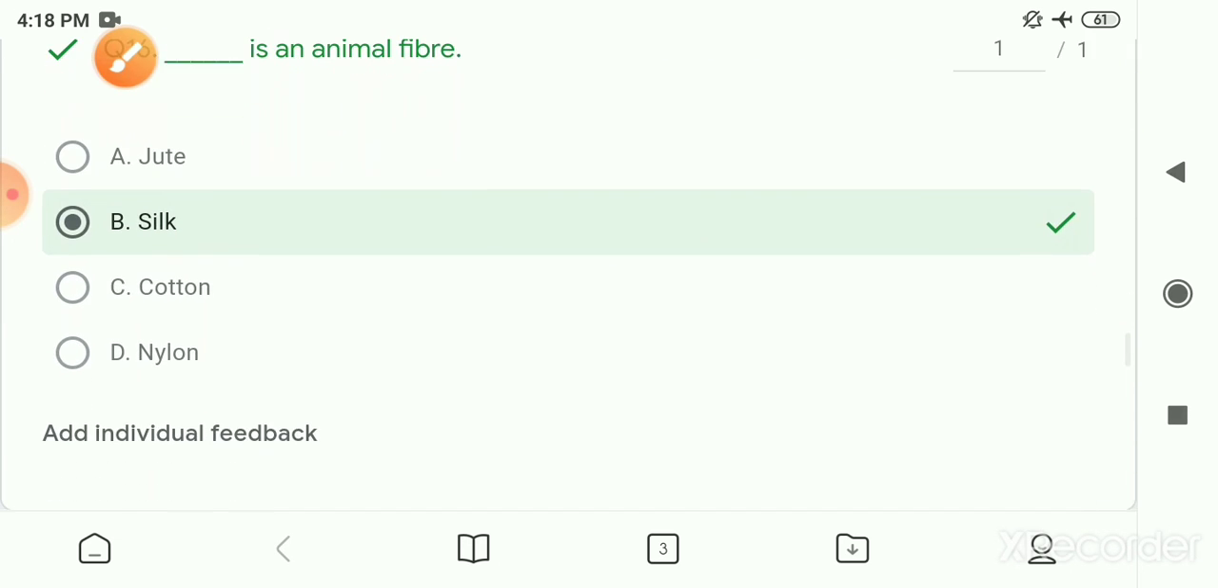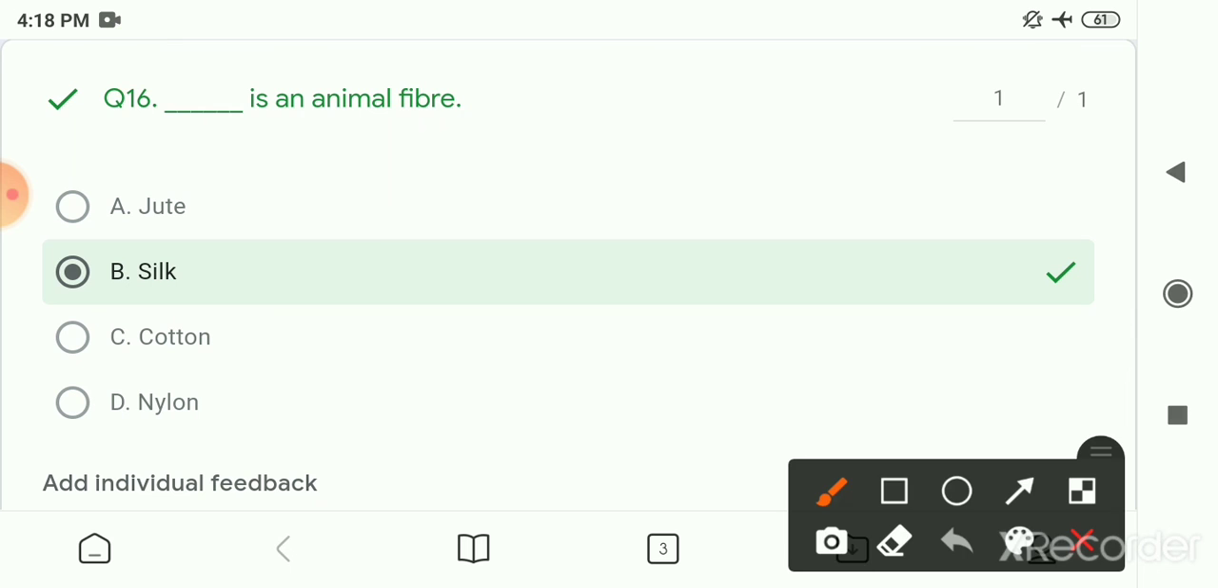Next is 16th number, blank is an animal fiber. The options are jute, silk, cotton or nylon. So your answer is option B, that is silk. Silk is an animal fiber. We are getting it from the silkworms. So it is an animal fiber.